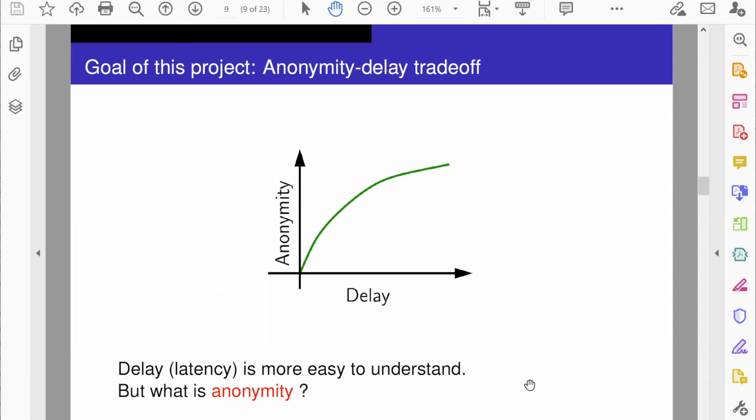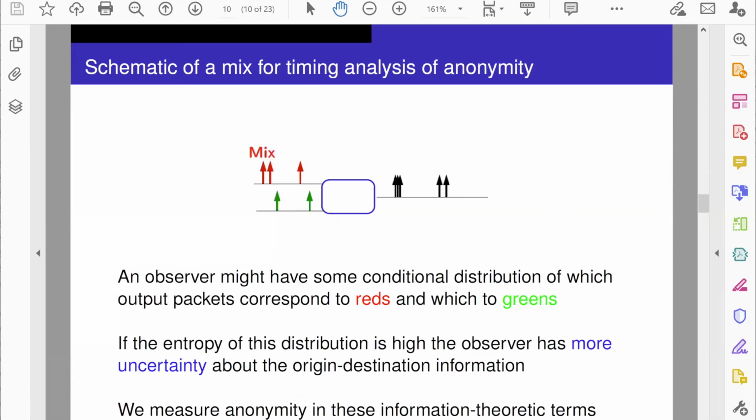Now, delay is kind of easy to understand, but what exactly is anonymity? How does one actually quantify anonymity? Well, there are many ways of doing that. There are computer science ways of doing that based on attack models, etc. But we are taking a statistical viewpoint in this project. And more precisely, we're taking an information theoretic viewpoint. So let me illustrate that in this picture.